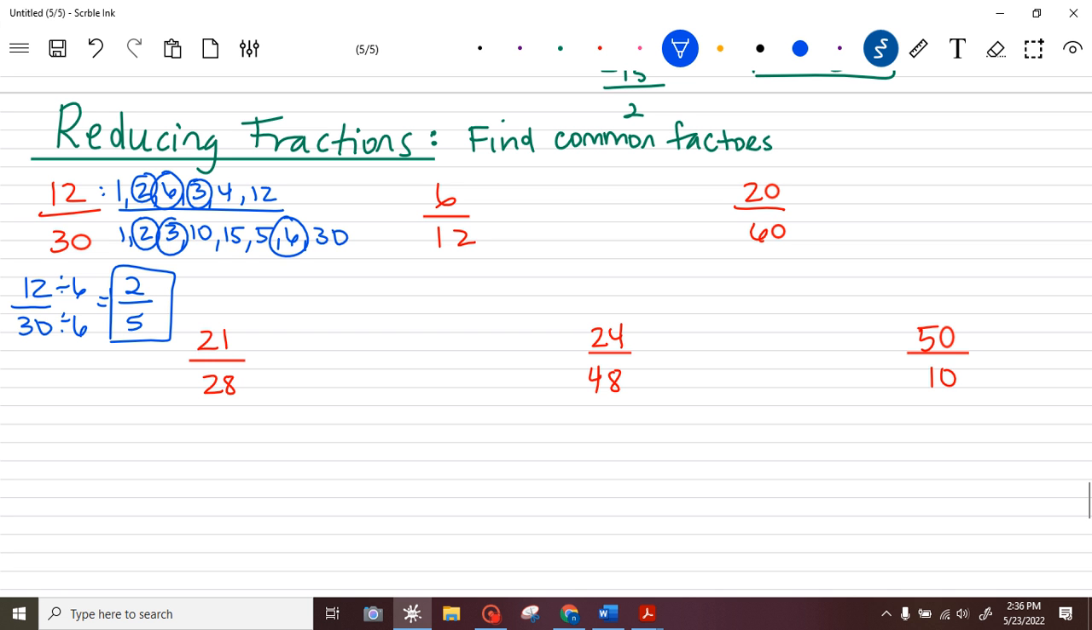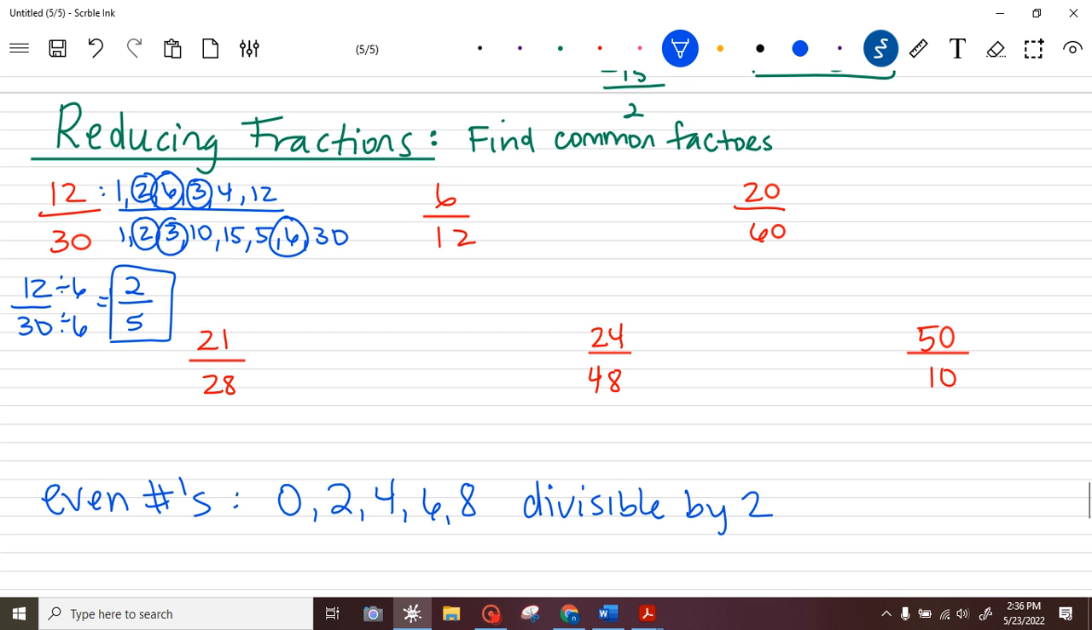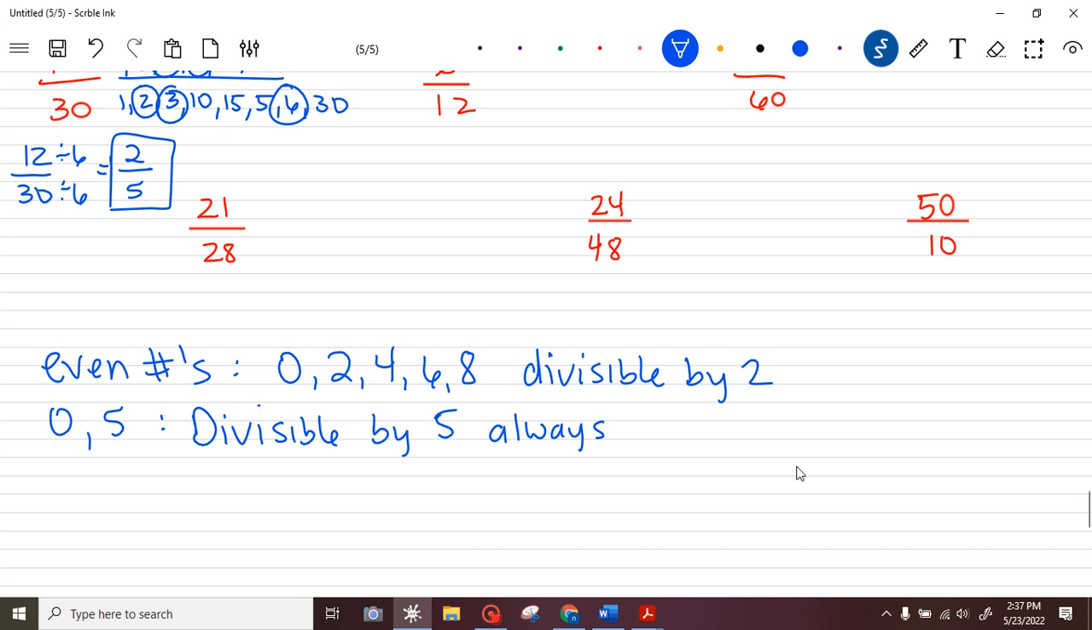So it's important to know your multiplication facts. That way you'll be able to find out numbers that reduce. Just know all your even numbers: any number ending in 0, 2, 4, 6, or 8 is divisible by 2. Also, numbers ending in 0 and 5, those are divisible by 5. And the most obvious out of all of them, if it ends in a 0, then for sure it's divisible by 10.